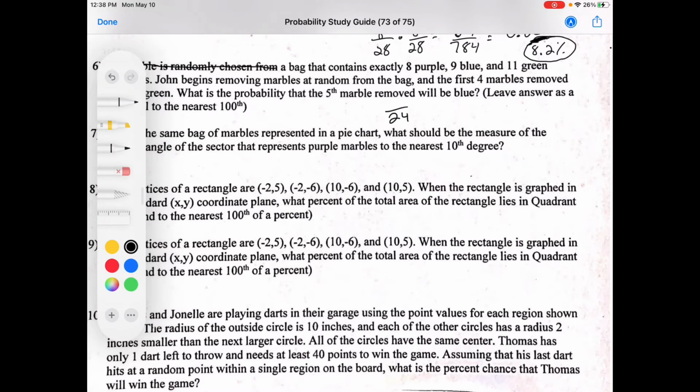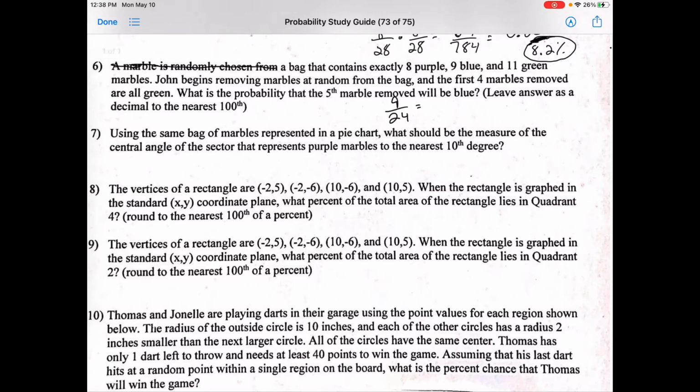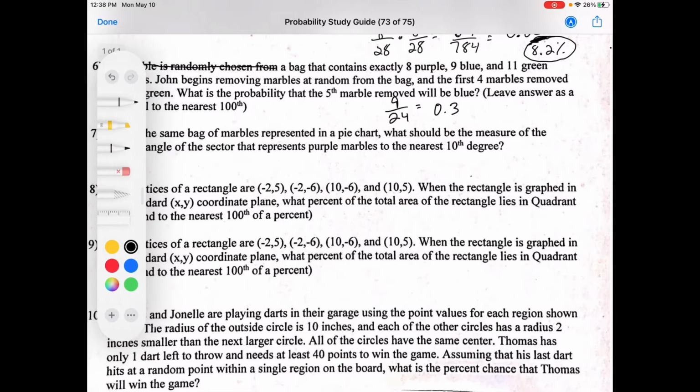What's the probability that his next marble that he chooses will be blue? Well, there's still 9 blue ones in there. So 9 out of 24. And we need to leave the answer as a decimal to the nearest 100th. So just 9 divided by 24. That is 0.375. To the nearest 100th is 0.38.